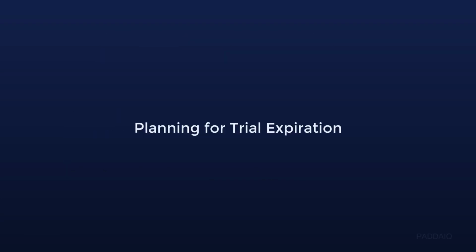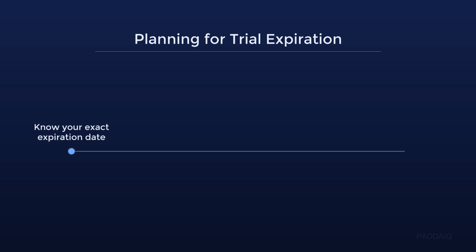Planning for trial expiration. Know your exact expiration date. This means checking your trial account's end date regularly, not estimating. For example, if your trial ends on 15th June, you must complete all critical work or plan your migration before that day. Being aware of this specific date ensures you avoid unexpected service interruption and data loss.